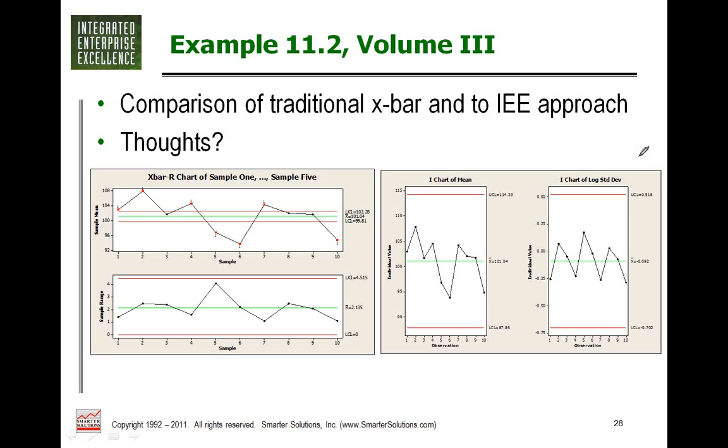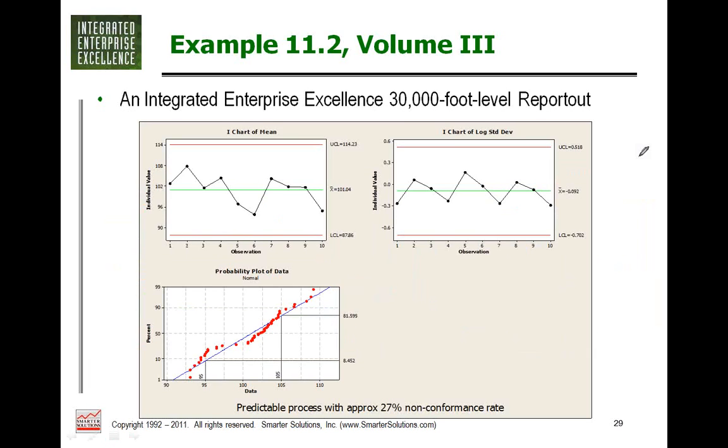And the difference, just to reiterate, is the X bar and R chart doesn't have any consideration of variability between subgroups when it's calculating the control limits. Now, the next question is, what is the capability of it? And I was suggesting that I like probability plots.